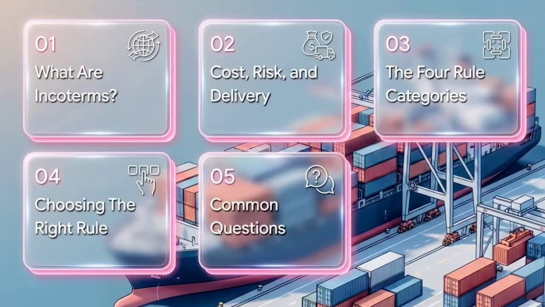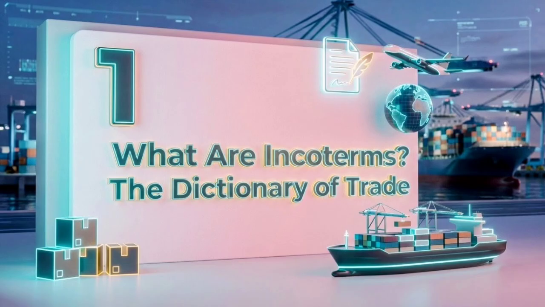First, we're going to cover exactly what Incoterms are. Then, second, we'll examine the three core ideas they manage: cost, risk, and delivery. Third, we'll sort all the rules into four simple categories. Fourth, we'll talk about how to actually choose the right rule for your specific shipment. And to wrap it all up, we'll go through some common questions to make sure everything clicks. Okay, let's start at square one.